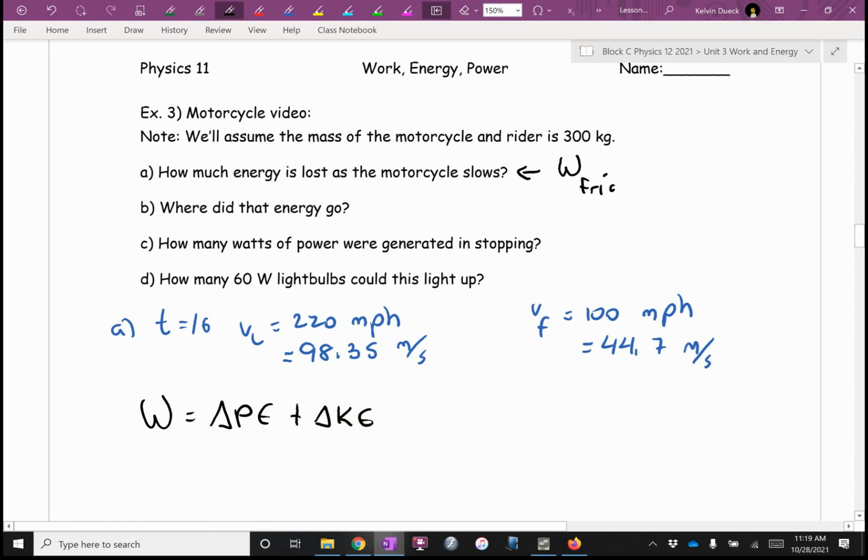I looked at that road in the video. I'm fairly sure we can say level ground. It looked pretty level. Okay, what's changing? So this is going to end up being a half mv final squared minus a half mv initial squared. We're going to get a negative answer because the motorcycle is losing energy.